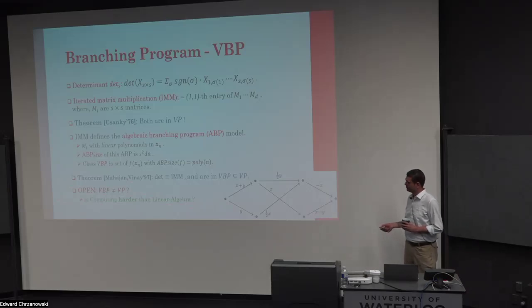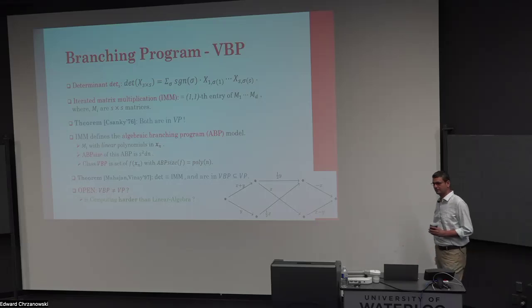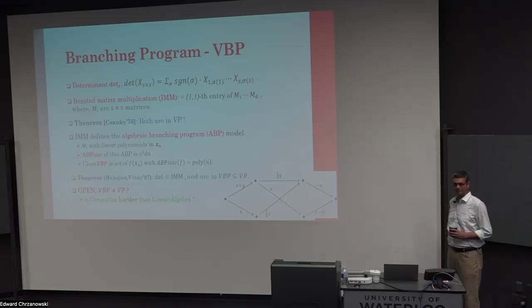So can you write any practical polynomial that is in VP as equal to determinant or equal to IMM? I already have written here not equal to because the conjecture is that they are not equal. So VP should have something more than just IMM.